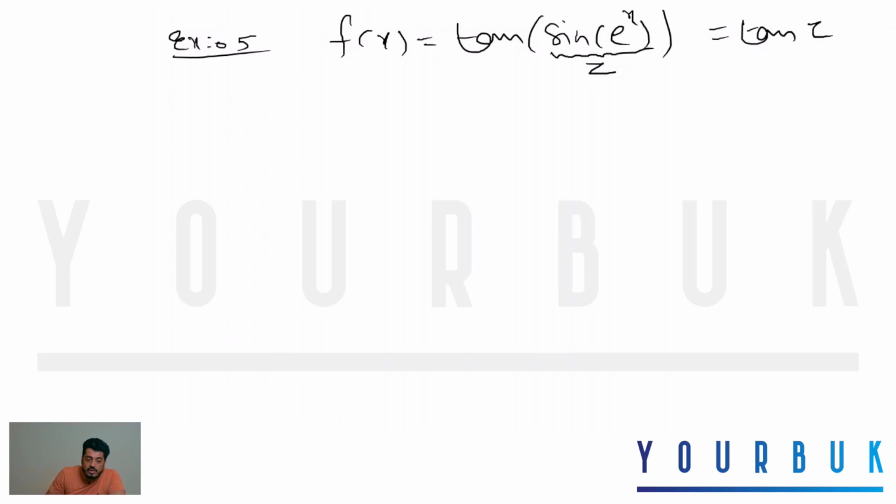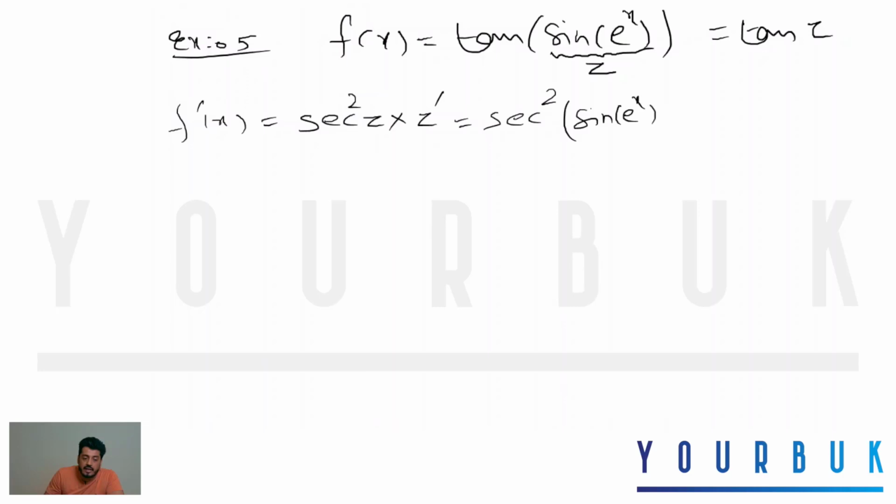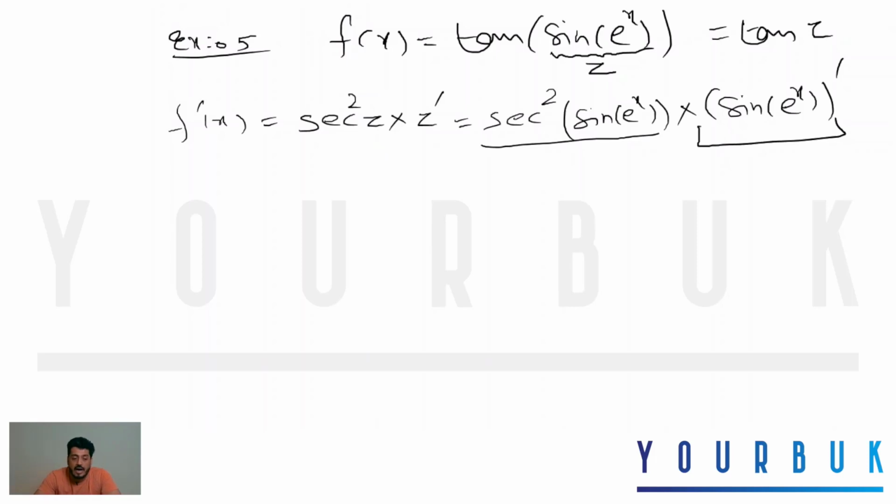So my chain rule says my f dash x is nothing but the derivative of tan z, which is secant square z, multiplied by the derivative of z, which is z dash. So this is coming out to be secant square. Now in place of z, I will replace sine of e^x, and now here you have to find the derivative of sine of e^x. So this first chain is complete. Now concentrate on this quantity. Now again, I have to find the derivative of sine of e to the power x.